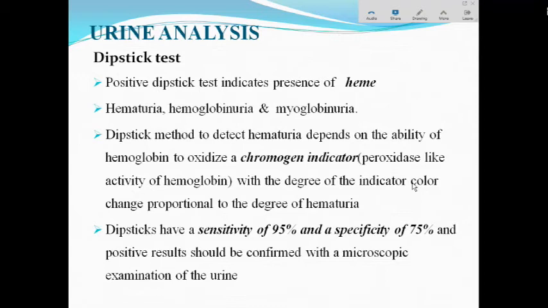The dipstick test has a sensitivity of 95% and specificity of 75%. A positive dipstick indicates the presence of heme, not necessarily blood. So it can be positive in hematuria, but apart from hematuria it can also be positive in hemoglobinuria and myoglobinuria. In those cases, you have to confirm with microscopic exam. This is a rapid bedside dipstick test. Whenever you have doubt, for example in a trauma patient there may be myoglobinuria, and in myoglobinuria the dipstick will also be positive. So you have to confirm it with urine microscopy.